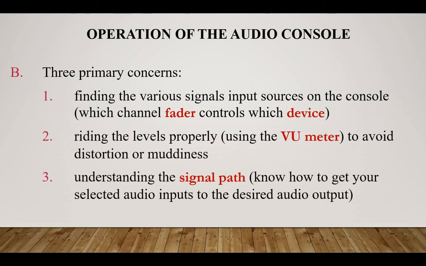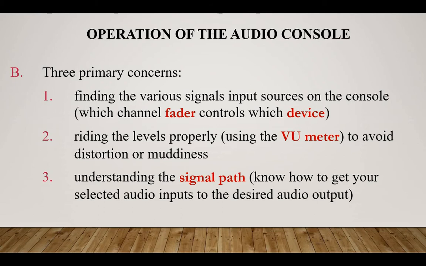First off, finding the various signal input sources on the console. In other words, answering the question, what channel fader controls which device? How do you bring up and down the volume of the CD player? How do you bring up and down the volume of the different microphones in the studio? Knowing where to go for those things.